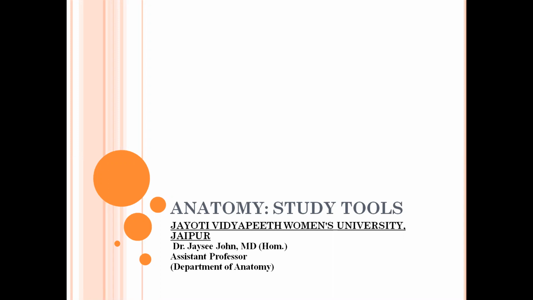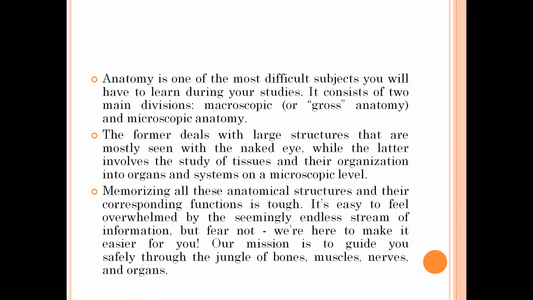Today we are discussing all the tools that are required for the preparation of anatomy. Anatomy is one of the most difficult subjects you will have to learn during your studies. It consists of two main divisions, macroscopic and microscopic anatomy. The former deals with large structures, that is the gross anatomy, mostly seen with the naked eye, while microscopic anatomy is the study of tissues and their organization into organs and systems on a microscopic level.